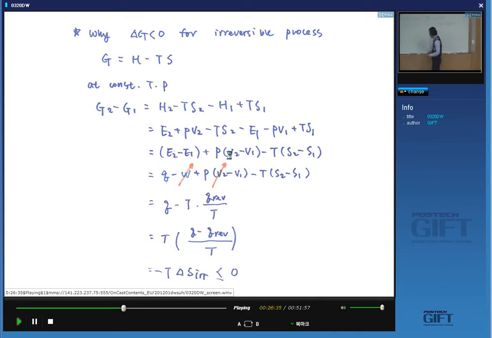In a mathematical way, we just follow the concept I described. When you define the free energy G, consider the state change from 1 to 2. Then the free energy change is G2 minus G1, which is H2 minus T S2 minus H1 plus T S1. Right? And this is H2 minus H1 minus T times S2 minus S1.